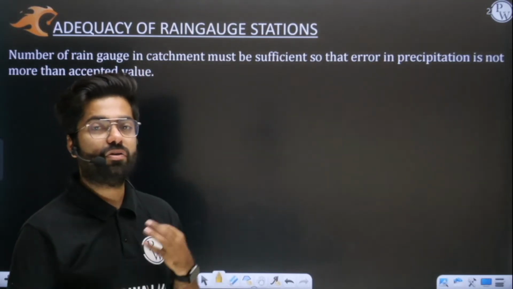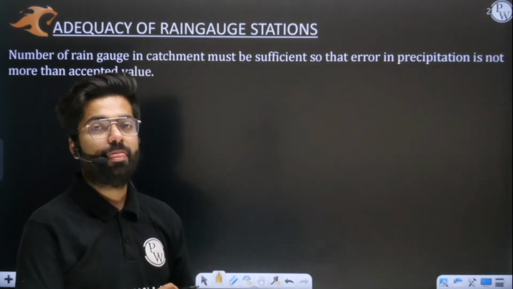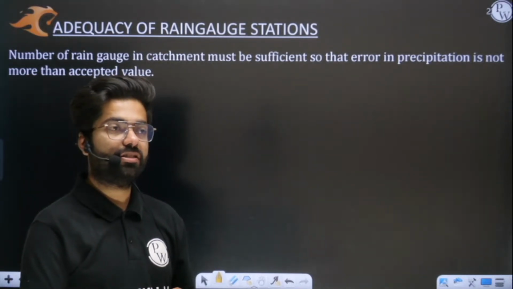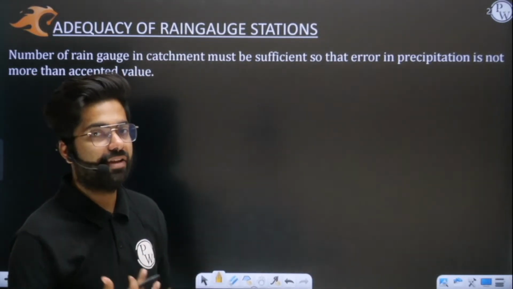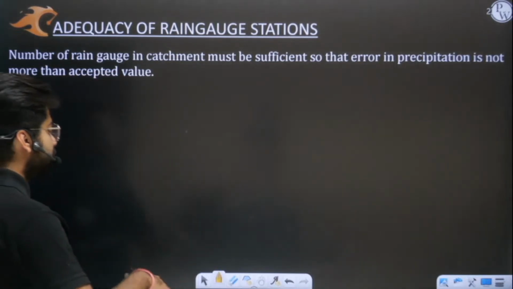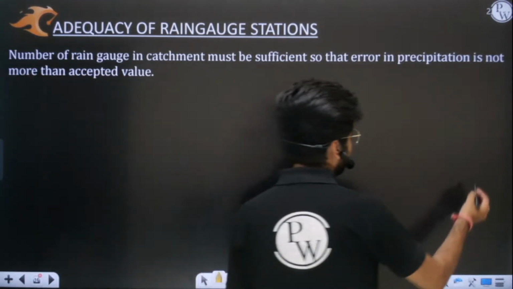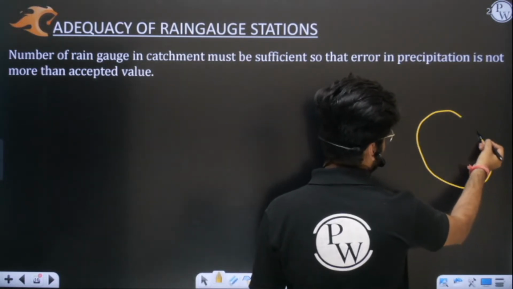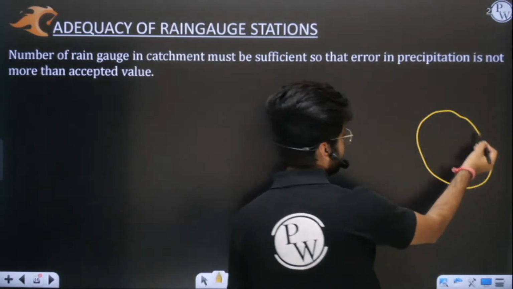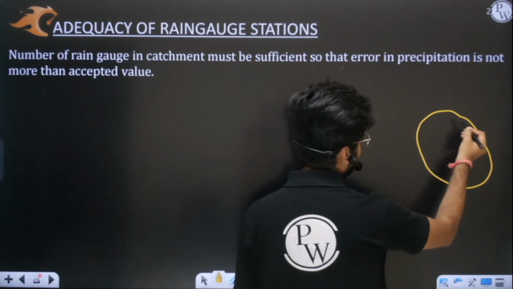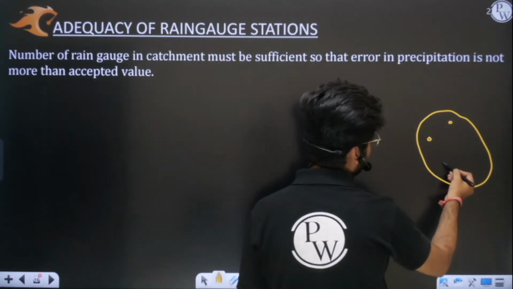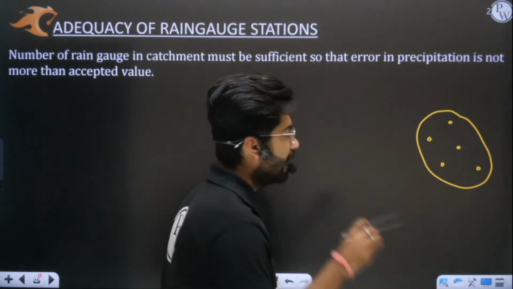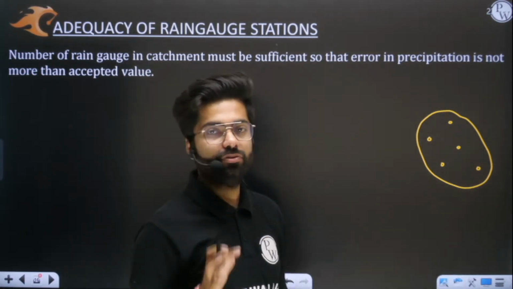Exactly how to find the optimal number of rain gauges so that error is limited, that we have to discuss. So try to imagine in your catchment area, I will clear the concept here, listen very carefully. Let us imagine that in a catchment area we have a certain number of rain gauges, let us say 5. We have 5 rain gauges installed in our huge catchment area.